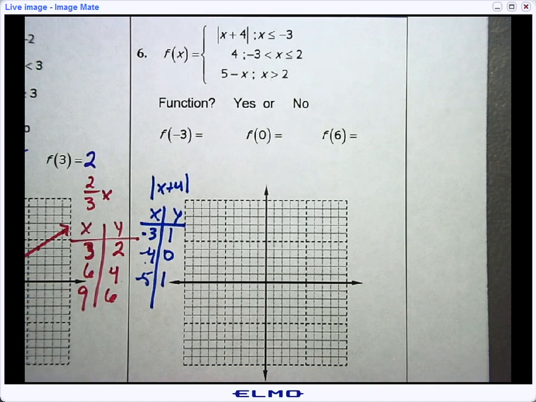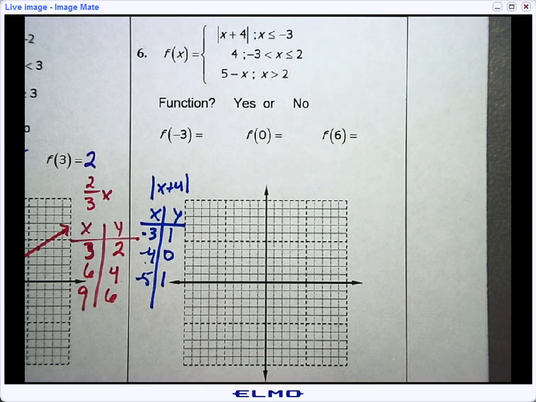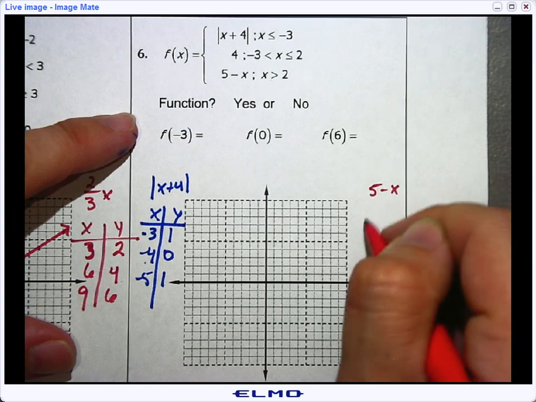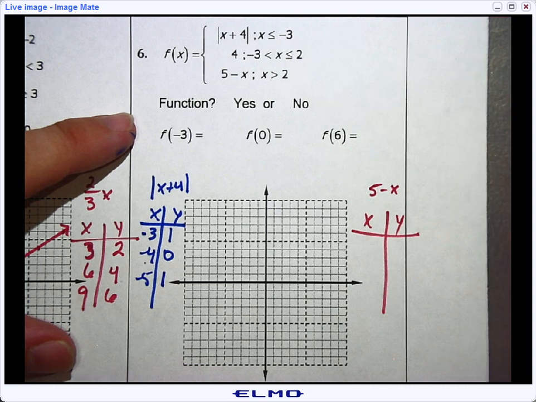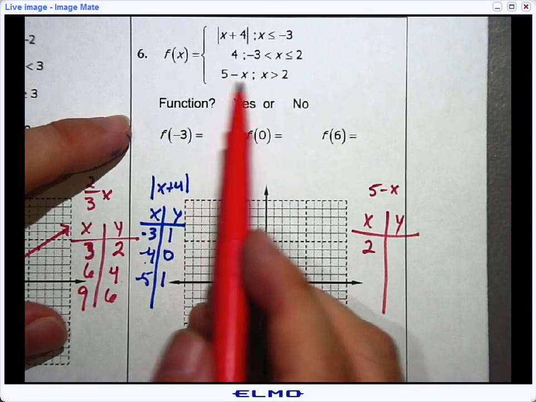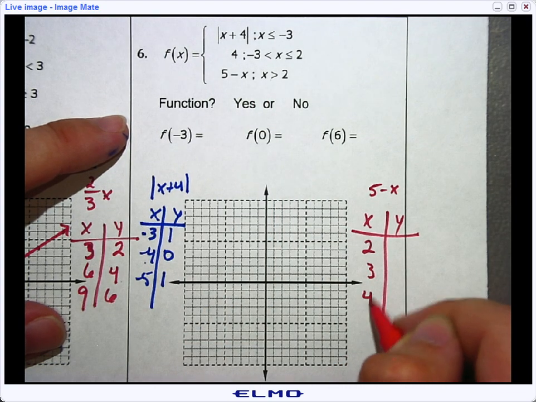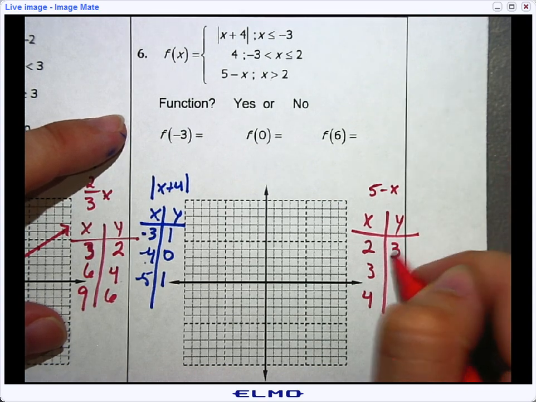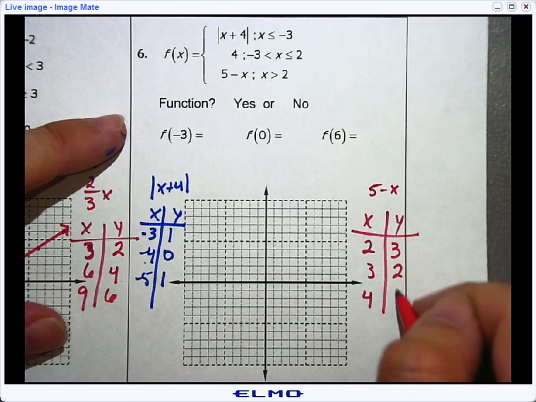All right, again, I'm not going to worry about making a table for that middle one since it's just a horizontal line. But for this other one here, 5 minus x. So this changes over at x is 2, so I want to know what happens there. And then I use this if x is greater than 2, so I need numbers bigger than 2, so 3 and 4. Those will work. So plug in a 2, 5 minus 2, well, that's 3. Plug in a 3, 5 minus 3, that's 2. Plug in a 4, 5 minus 4, that's 1.